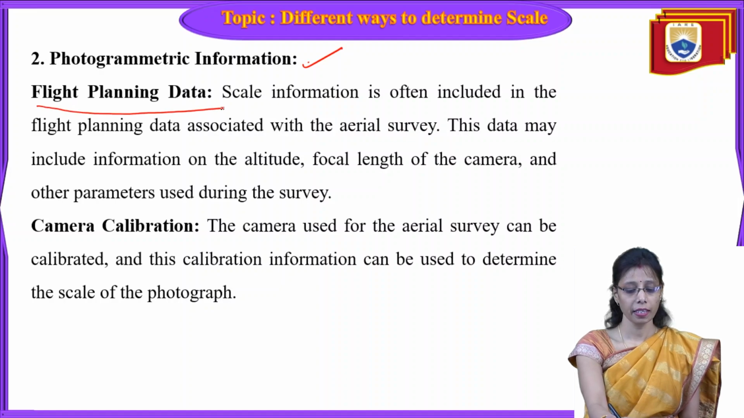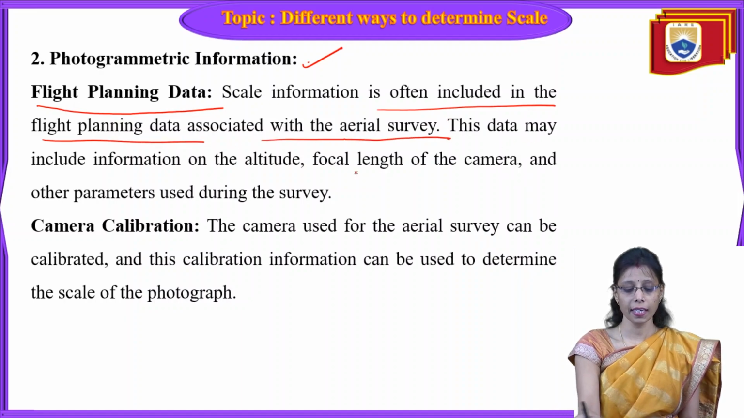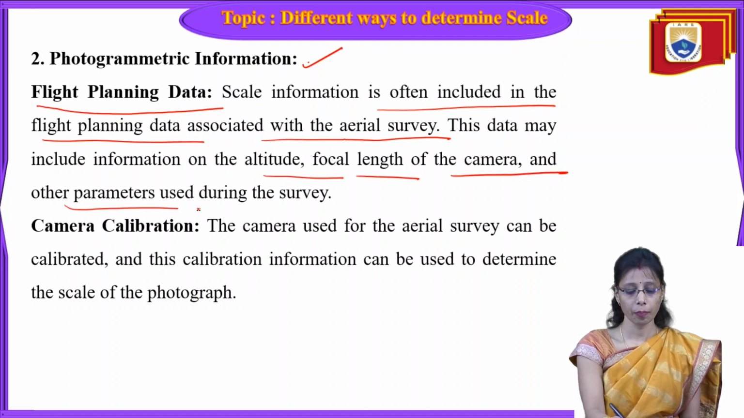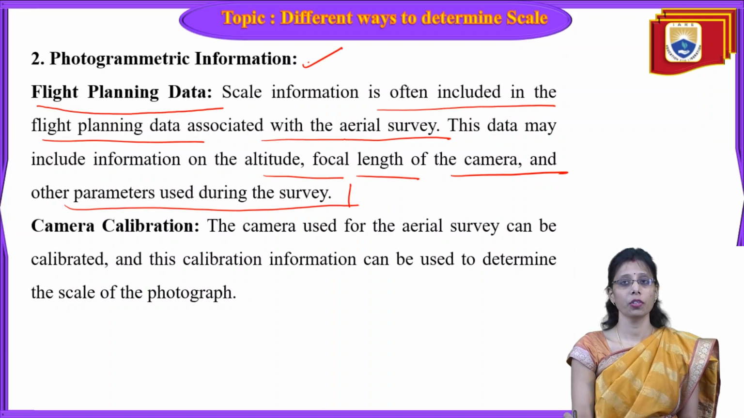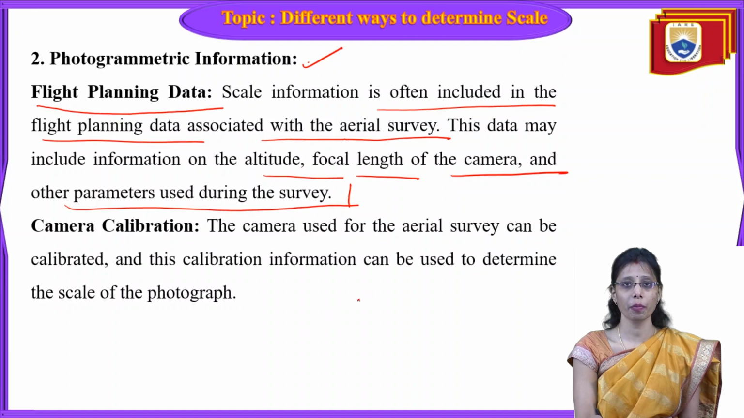Like flight planning data, scale information is often included in the flight planning data associated with aerial survey. This data may include information on the altitude, focal length of the camera and other parameters during the survey. So based on the aerial survey, we'll have the focal length of the camera and the flying altitude of the plane. With the help of the flying altitude and the focal length of the camera, we are able to determine the scale.